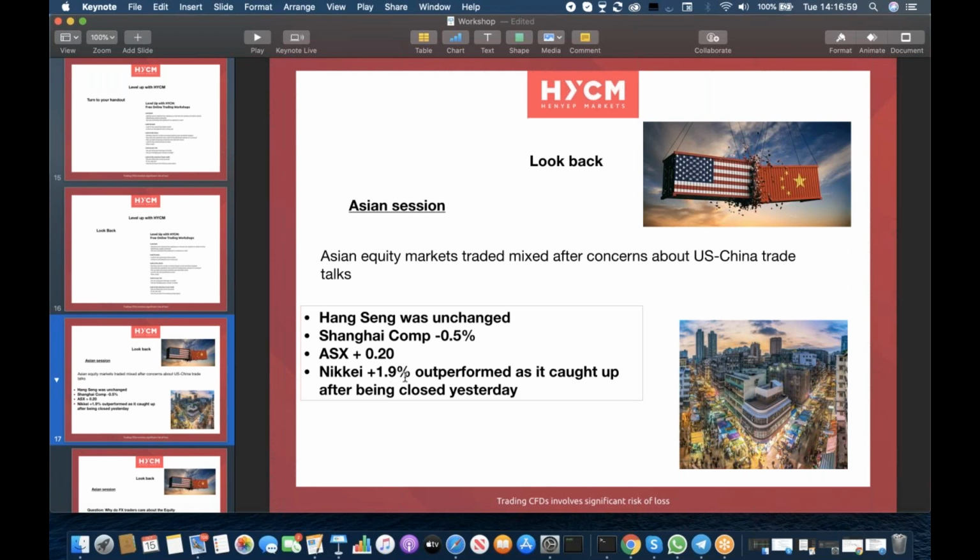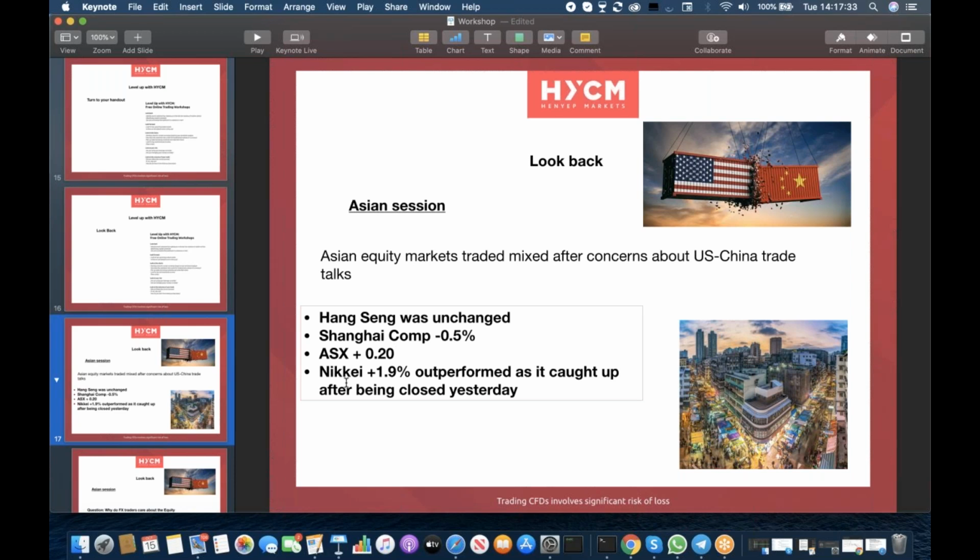The Nikkei was up 1.9%, but remember, that was outperforming because it was closed yesterday. So the Nikkei was catching up on some of the optimism from overnight Monday, which was still riding on the coattails of Friday's optimism with the US-China deal. That optimism was still in the market's blood, as it were. That's why I was expecting to see some Australian dollar strength first thing on Monday morning.